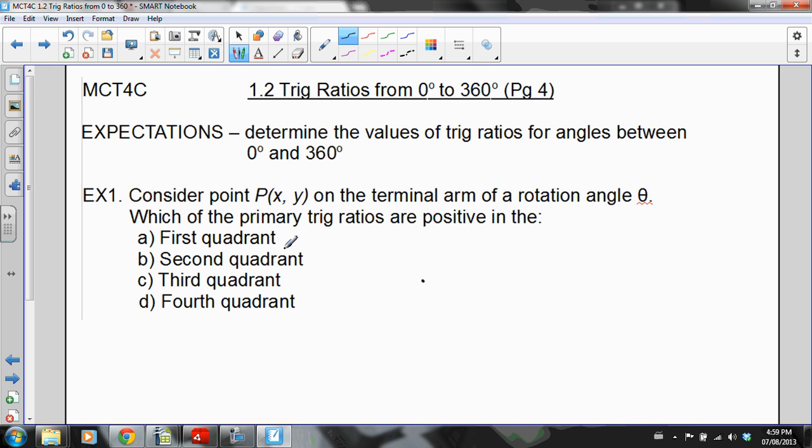So we're supposed to say x, y is on the terminal arm of a rotation angle theta. Which of the primary trig ratios are positive in the first quadrant? So if x, y is in the first quadrant, I'm going to draw one of these and just use it over and over again.